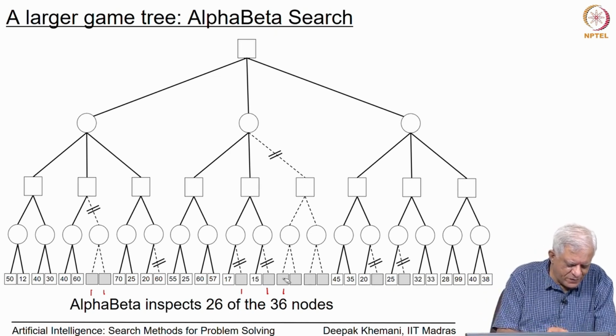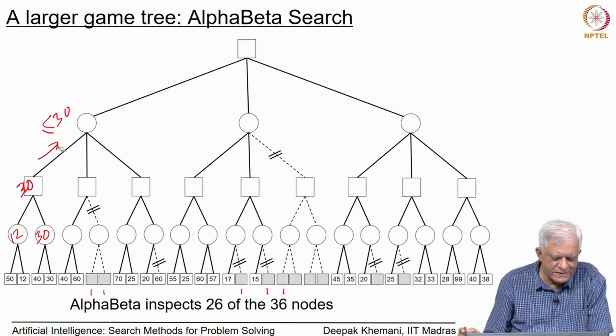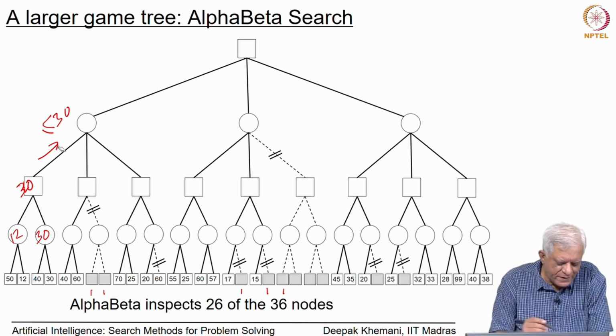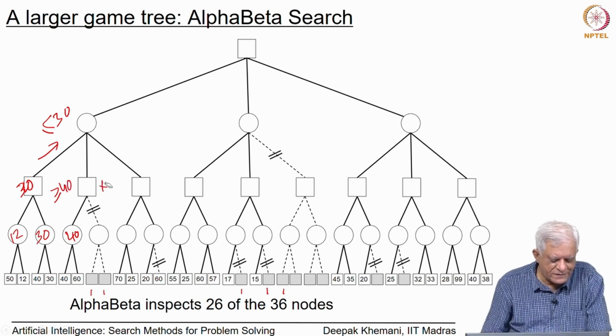You can see that from the leftmost side we get 12 here, because it is a min node, and we get 30 here because it is a min node, and between 30 and 12 max would choose 30, and therefore this would be less than or equal to 30. It is getting one value from here which is less than or equal to 30. Now, when you go to the second subchild of this min node, you are getting a value of 40 from here, and this says that I am going to be greater than or equal to 40, and therefore, min says that you can cut that off essentially.